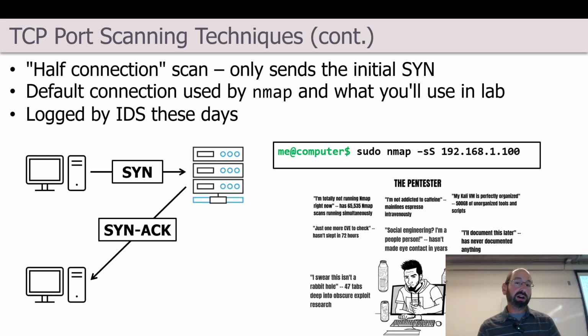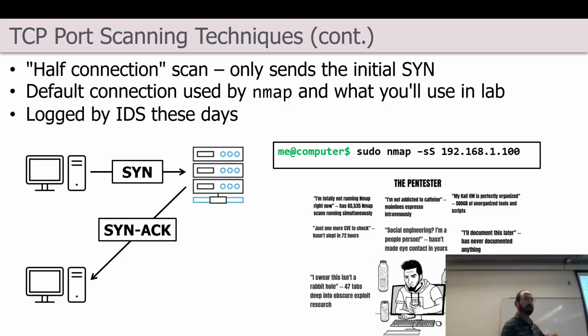The reason it's called a half connection is because then we terminate the request instantly. That's what I'm not really showing here. So if we do get a reset back, we don't have to do anything. If we do get a SYN ACK back, we just shut it down. We send a reset flag back and say, sorry, wrong number, didn't mean to actually access your resource. Please don't log me. Now, that is the default connection that Nmap uses.